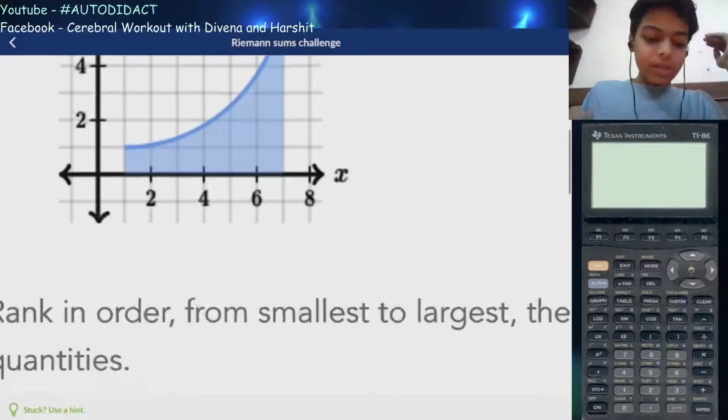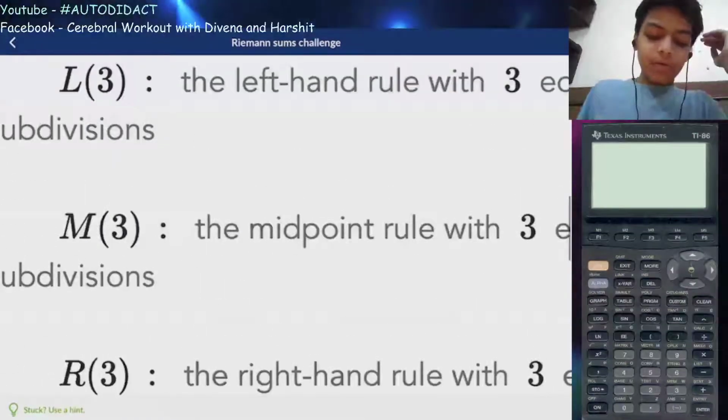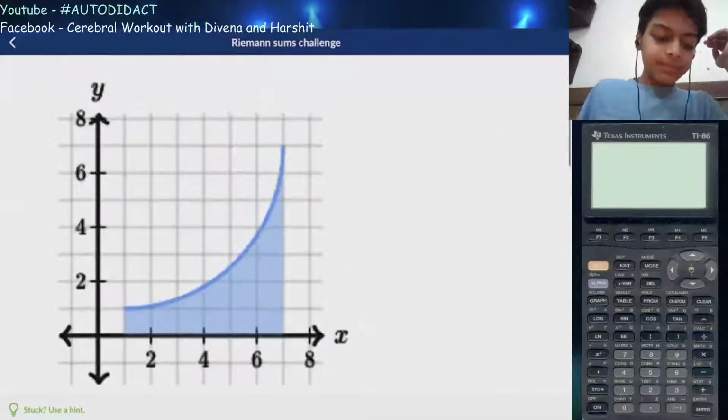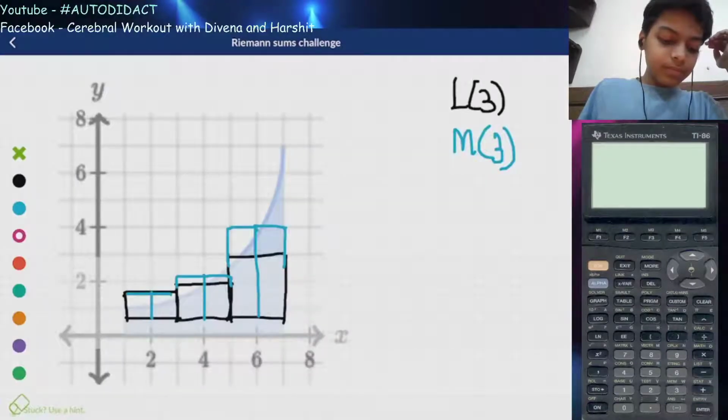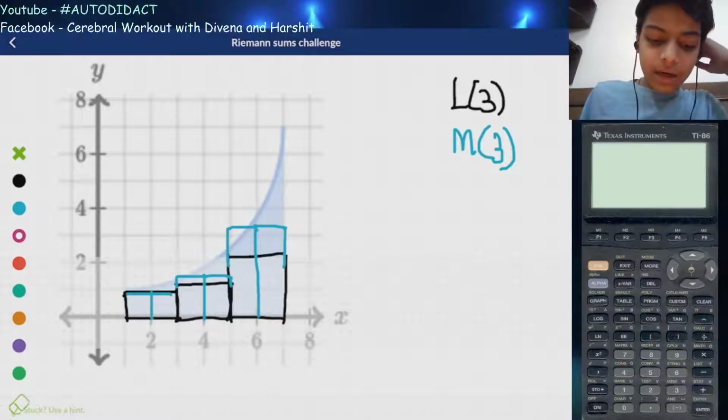And let's do the next one. The next one is R of 3, the right-hand rule with 3 equal subdivisions. Okay, so let's do the next one, R of 3.